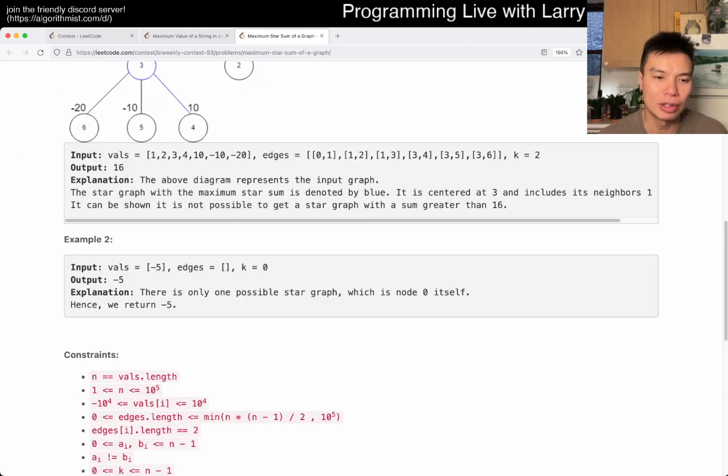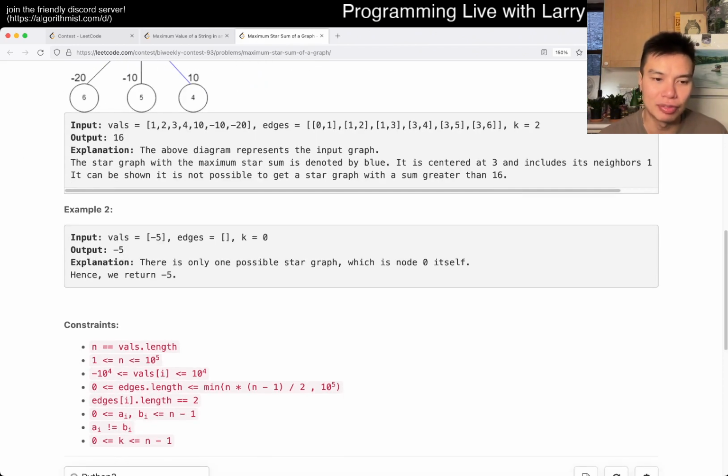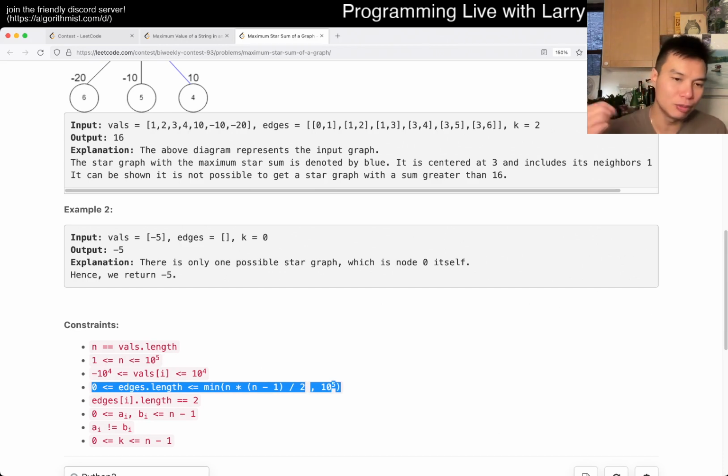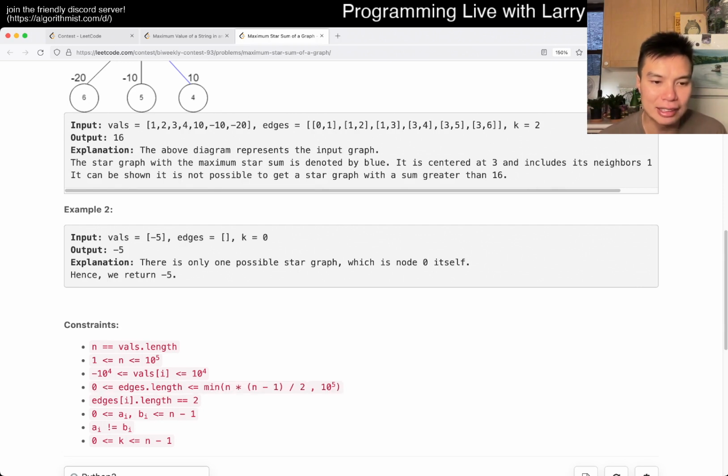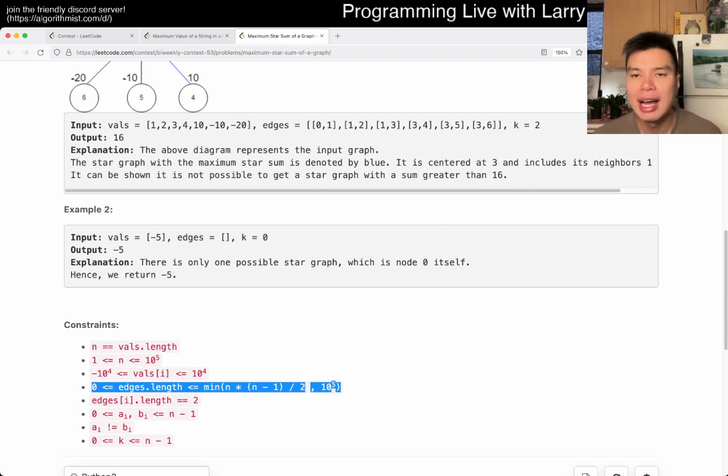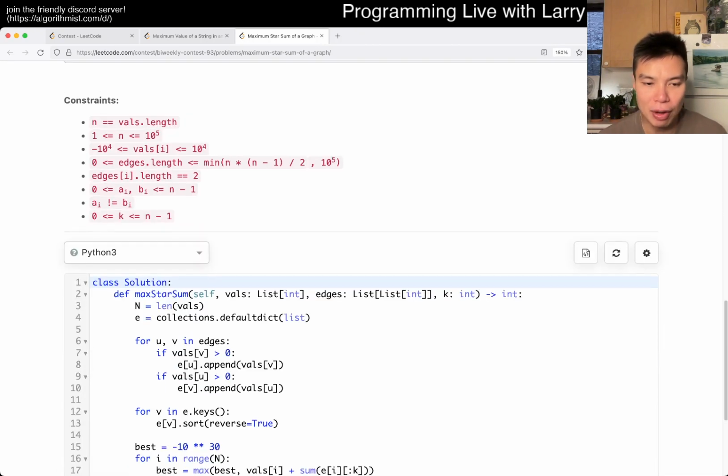Basically the tricky part is that n is 10 to the fifth, and the edges are also 10 to the fifth, but you have to be really careful in terms of how you think about it. For example, if you let y be the number of edges and you do a y times k algorithm, that's obviously going to be too slow because that's 10 to the 10. However, that is actually not possible, and we'll talk about it in a sec.